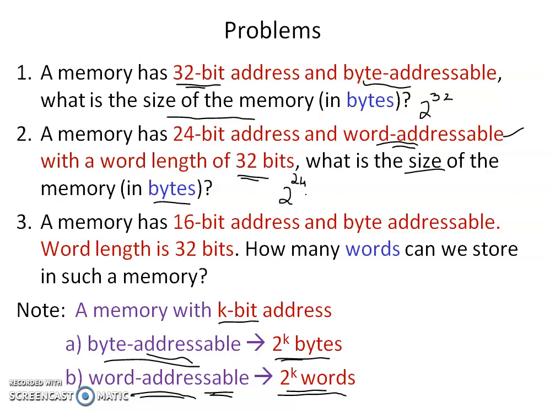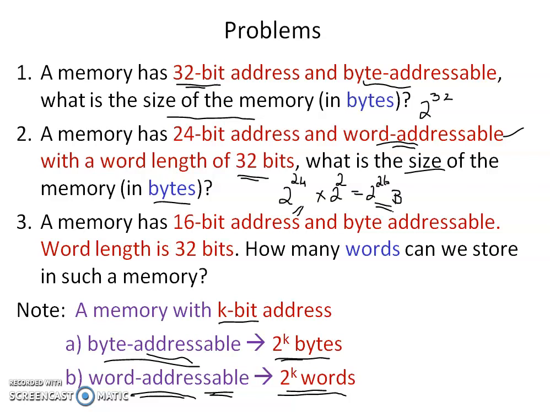So you need to convert this 2 raised to 24 into the number of bytes. 32 bits means 2 raised to 2, which is equal to 4 bytes. So in total you will have 2 raised to 26 bytes.